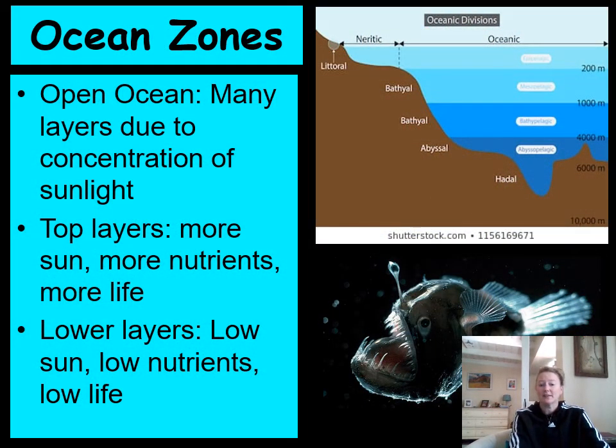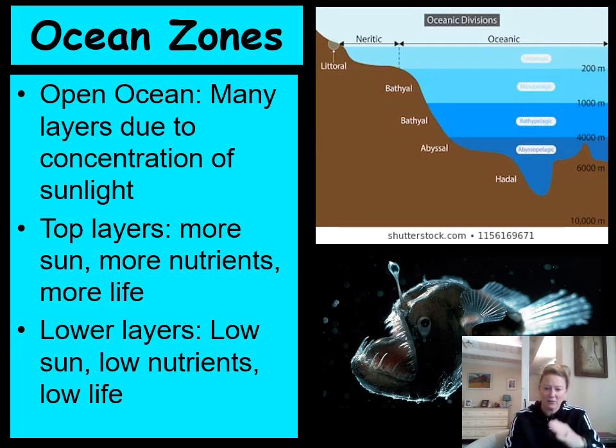All right, just like the lakes, oceans also have zones. They are created from concentration differences in sunlight and nutrients. So the top layers tend to get the most sunlight and have the most nutrients. And of course, that's where you're going to find most of the life.